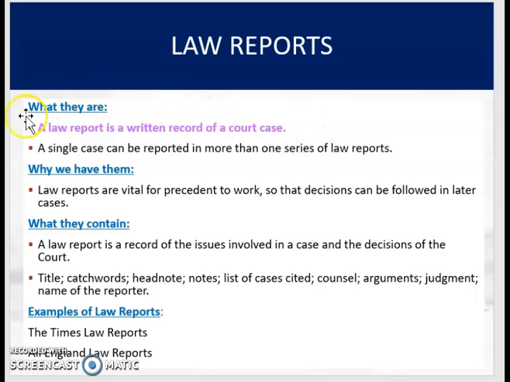And I've put here that a single case can be reported in more than one series of law reports. So it's a bit like the news. One news story will be repeated in lots of different newspapers, and it's the same with law reports. As I've already said, they're vital for precedent to work, and a law report is a record of the issues involved in the case and the decisions of the court. And it includes, as you can see here, the title, the case name, catchwords, head note, etc., and the counsel who were in it. And I'm going to show you an example of a law report so that you can see what this means.